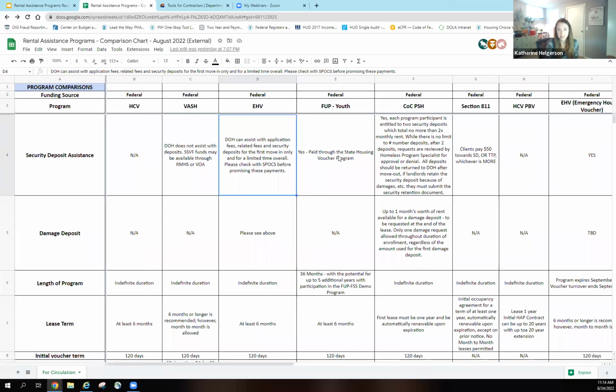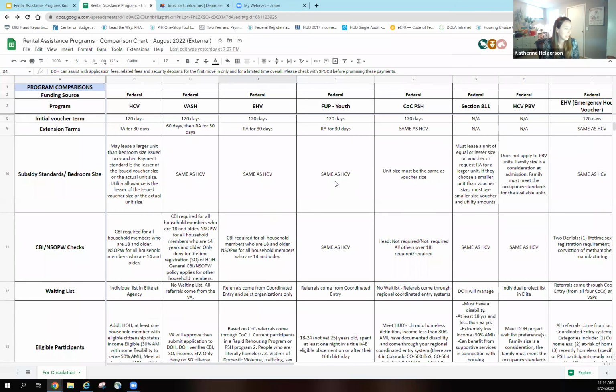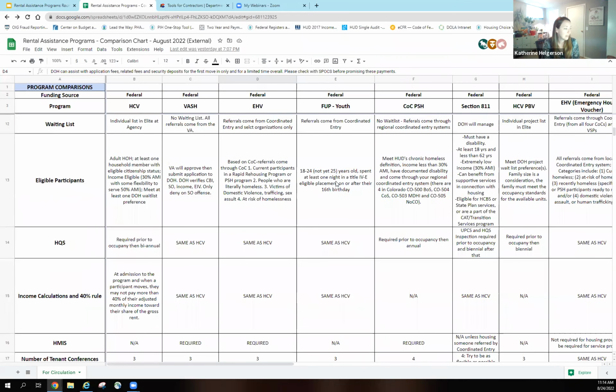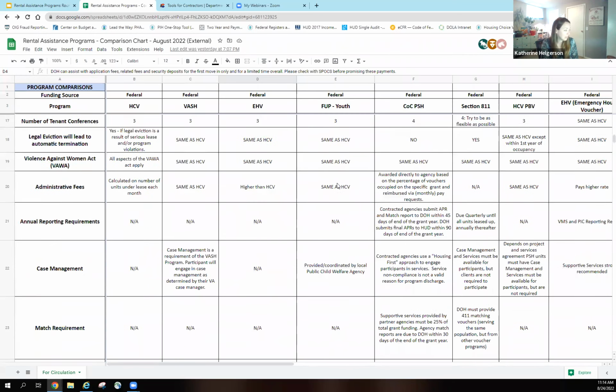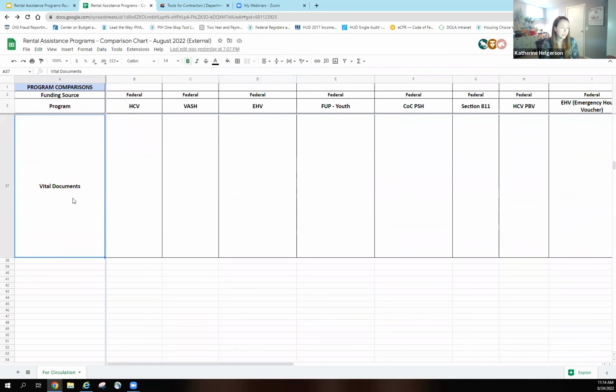The PDF format does not work unless you have really strong reading glasses. Anyway, it doesn't work for me. But if you all look through this and find that there is something very important that we're missing, that you have questions on, please let us know, let your SPOC know, let me know, and we can work on adding it. For example, we have added a section called vital documents.